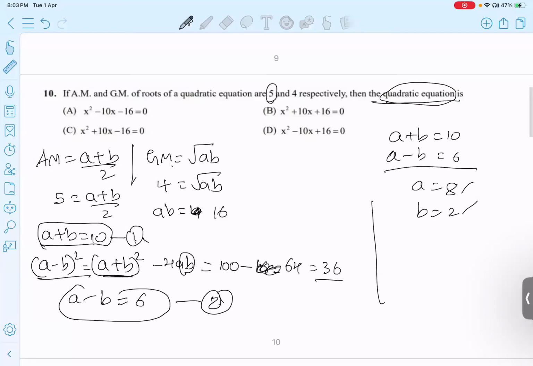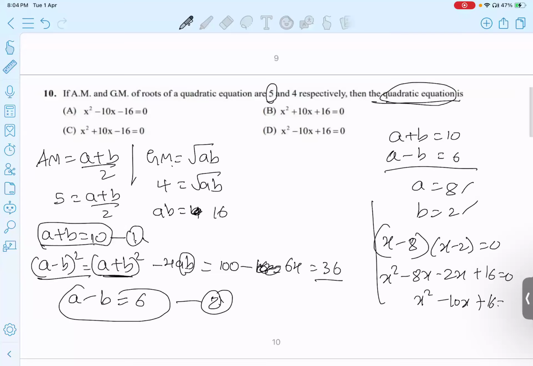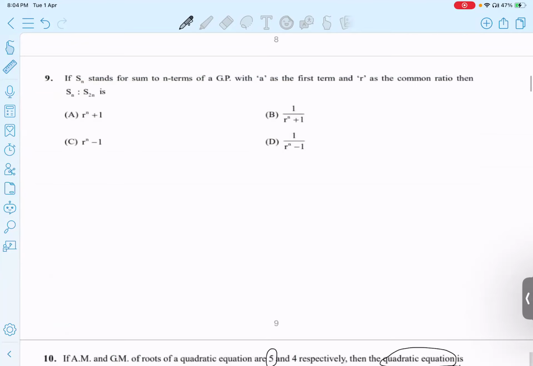Using the roots, we were supposed to find a quadratic equation. (x minus 8) into (x minus 2) will be 0. On simplifying this, gives us x square minus 10x plus 16. So where is the option? Here is the option. Fine, students. Moving on to the next one.